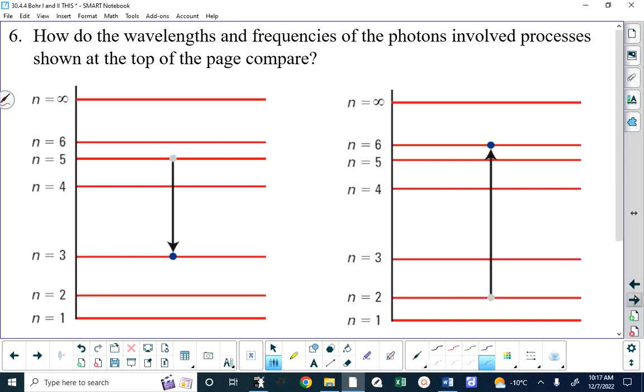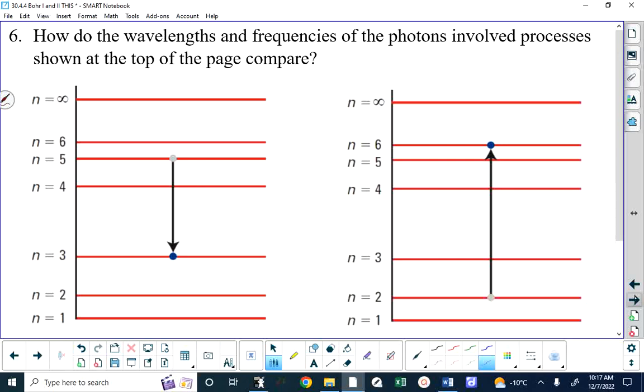When we look at these diagrams at the top of the page, question 6 says, how do the wavelengths and frequencies of these photons compare? So I have, going from 5 to 3, a photon emitted. And over here I have an electron going from the n equals 2 to the n equals 6. I have a photon being absorbed. How do the two photons compare? Are the wavelengths going to be the same? Are the frequencies going to be the same?